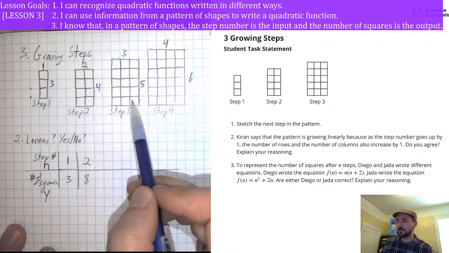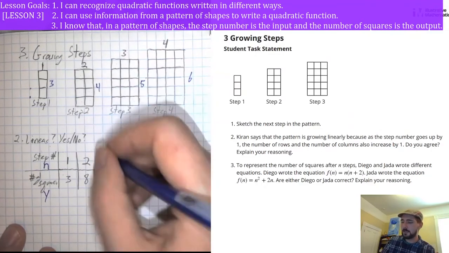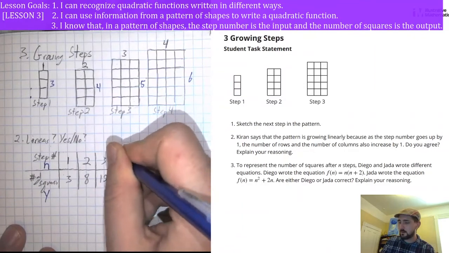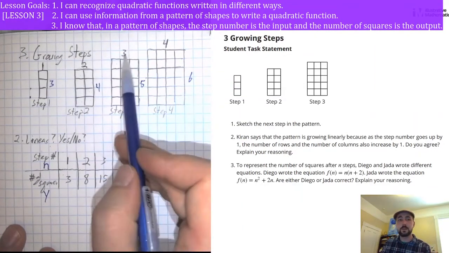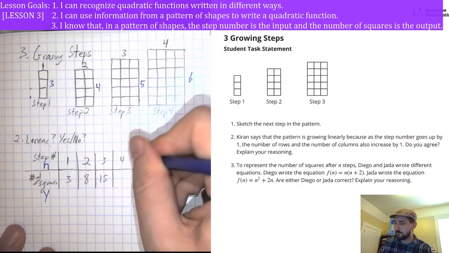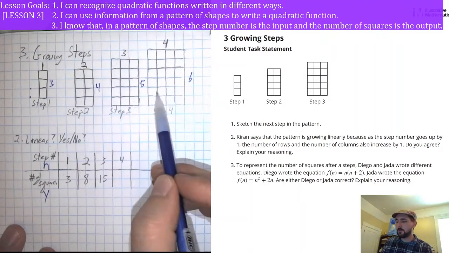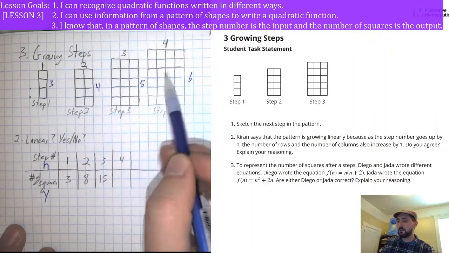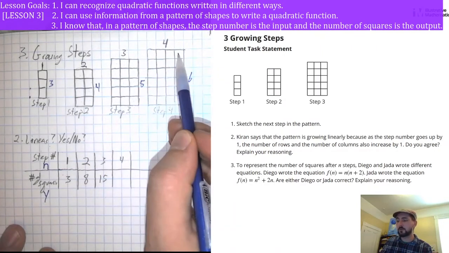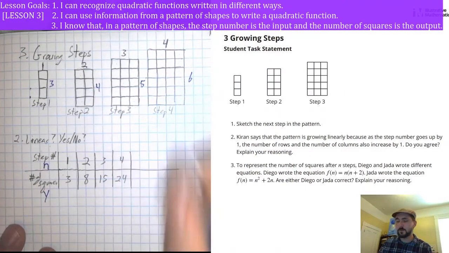Step 3, 1, 2, 3, 4, 5, 6, 7, 8, 9, 10, 11, 12, 13, 14, 15. Which is the same as 3 times 5. Yeah. And in step 4, 4 by 6, 1, 2, 3, 4, 5, 6, 7, 8, 9, 10, 11, 12, 13, 14, 15, 16, 17, 18, 19, 20, 21, 22, 23, 24. 4 times 6, 24. So is this linear growth?